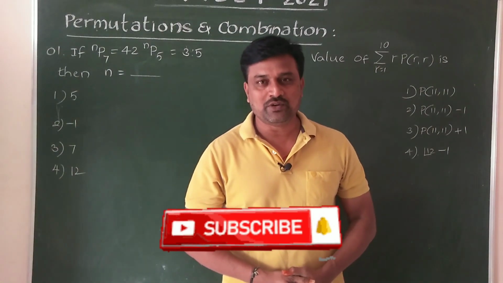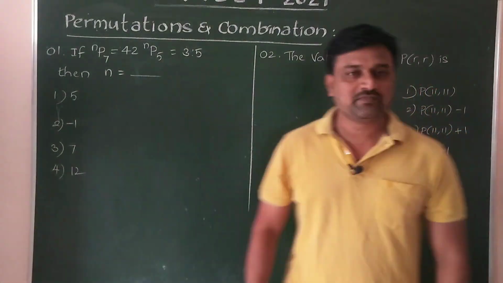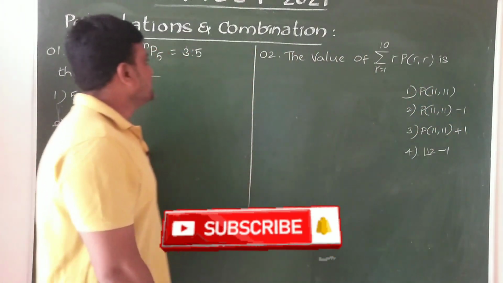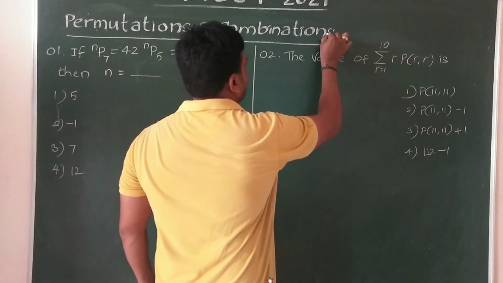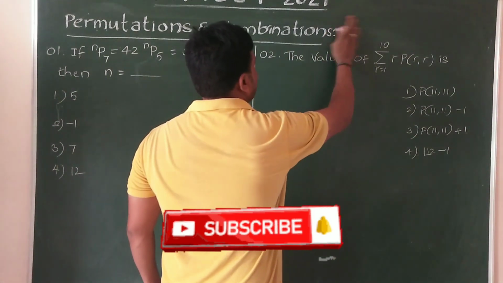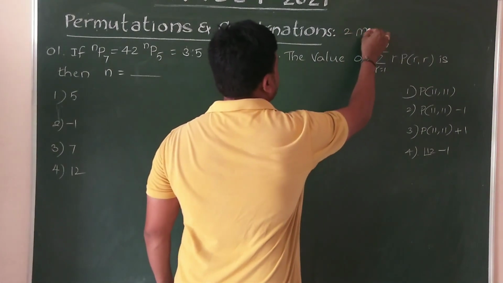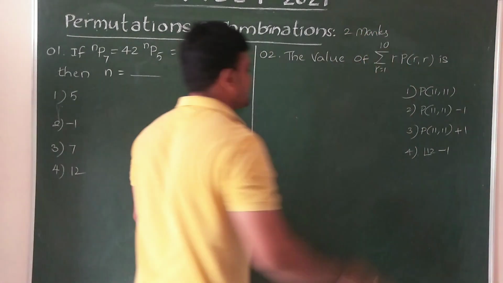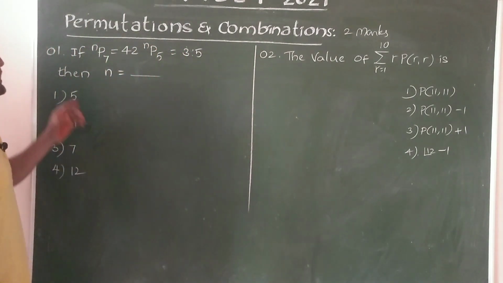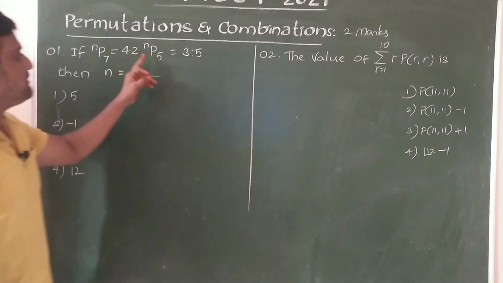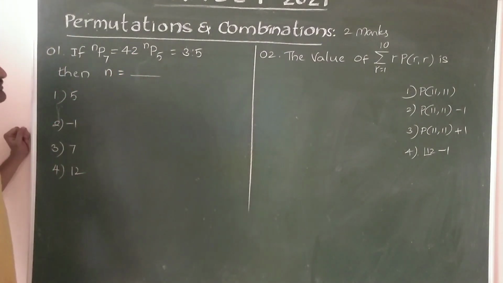Welcome to all. Today we are discussing the topic permutations and combinations. From the chapter permutations and combinations, maximum we will get 2 marks for 2 questions. Now the question is, if nP7 equals 42 times nP5, then n equals what?